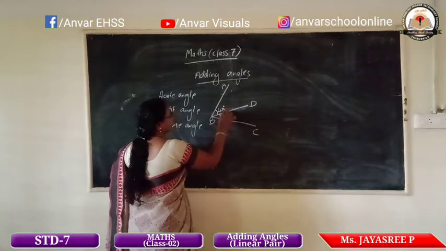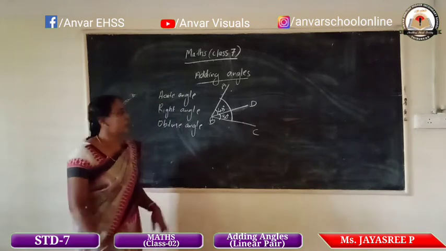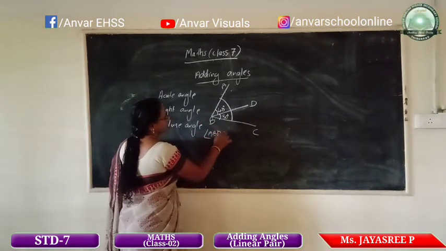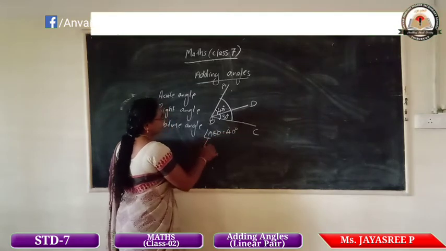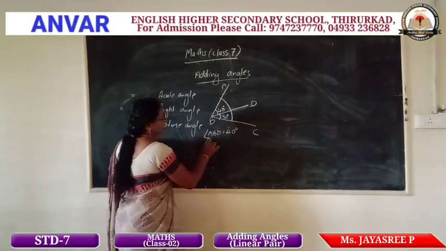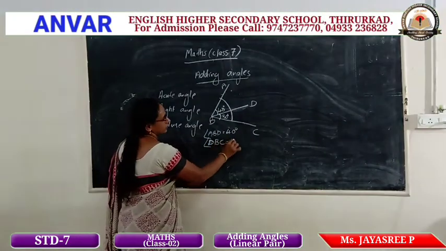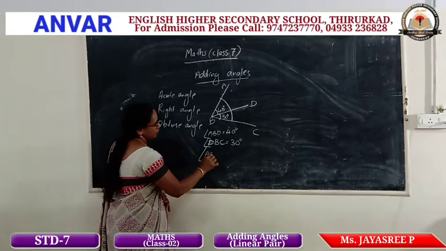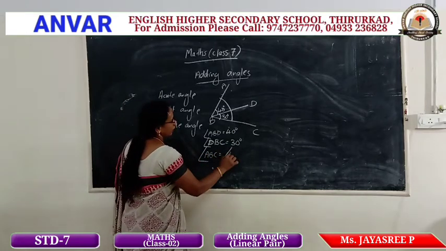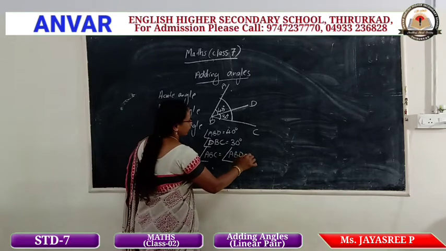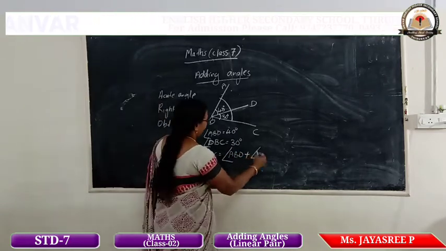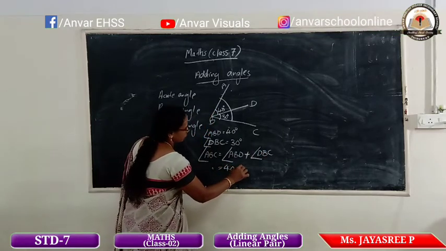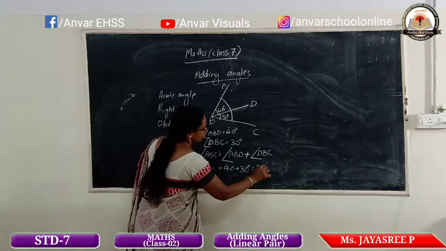This angle is 30 degrees. So what will be the angle measurement of ABC? Angle ABD is equal to 40 degree. Angle DBC is equal to 30 degree. So angle ABC is equal to angle ABD plus angle DBC, that's equal to 40 plus 30 is equal to 70 degree.